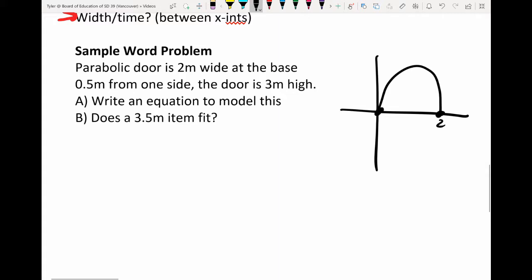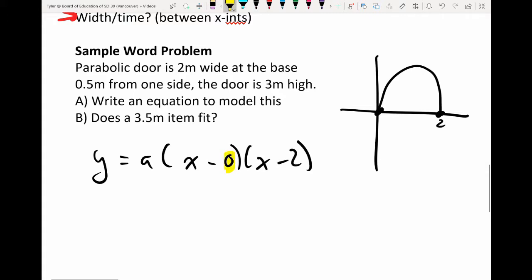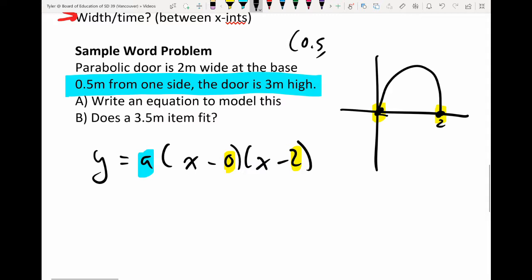I now have enough information that I can actually write the equation. So I'm going to write y equals a, x minus 0, x minus 2. Because I can see these are my x-intercepts. My x-intercepts are right there. So now I don't know what the a value is. So I'm going to use these numbers, this point, to solve it. So it says 0.5 meters from one side, so that's going to be here, which is the x value, 0.5. The door is 3 meters tall, which is like up here, 3. I'm going to sub these two numbers in.